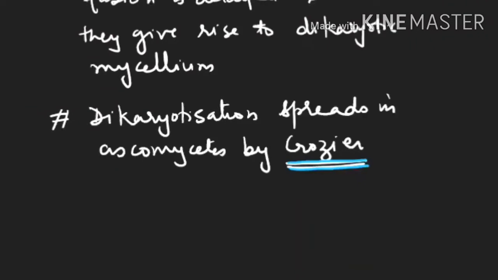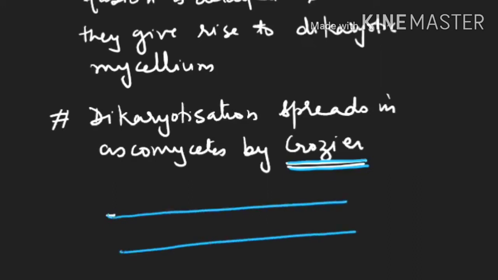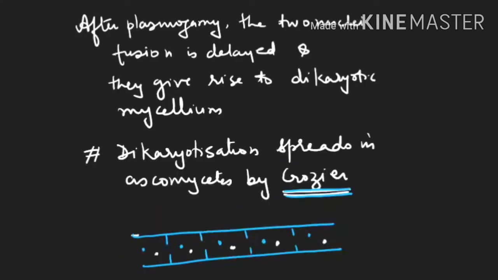See the diagram, understand it carefully. Let us assume this is one mycelium. Then the two nuclei should be equally distributed between the two septa. It means, if this is the plus strain nucleus, then equally there should be a negative strain nucleus. It should not be that both are plus strain or both are negative strain. So dikaryotization is achieved with the help of the Crozier method. This is very important. This is a feature of the Ascomycetes.